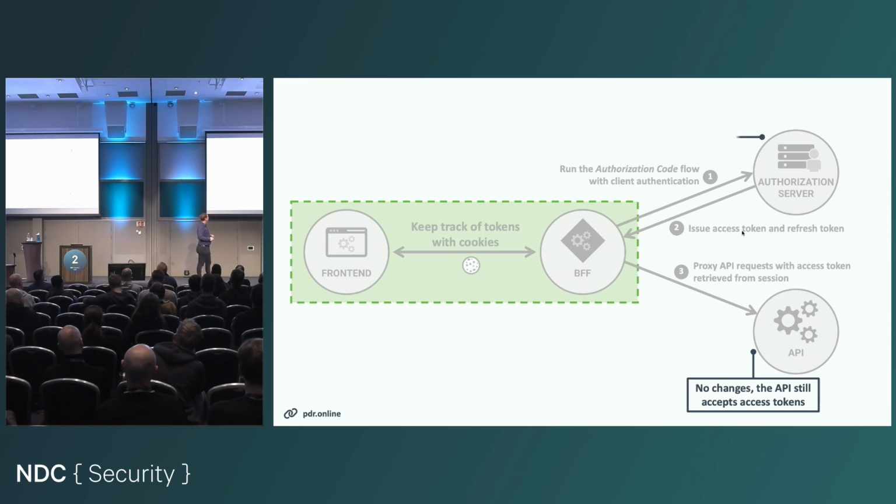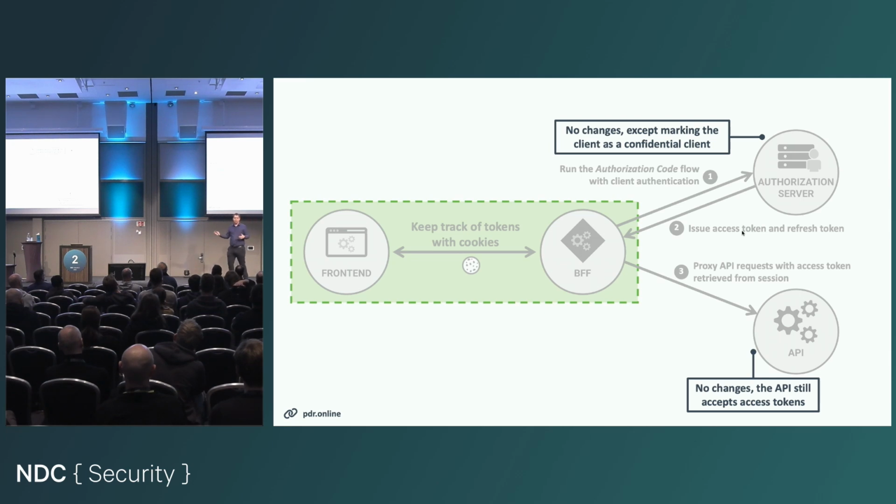Awesome. Authorization server, configuration change. You transform your client from a public client with no secret to a confidential client with a secret, and that's it. Standard functionality supported by any authorization server out there. The front end, rip out OAuth stuff, and you're good.